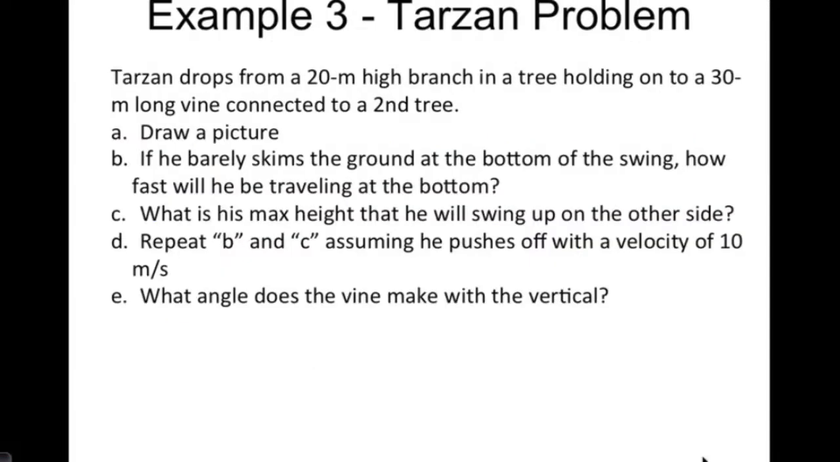Okay, for example 3, we're going to do a problem with Tarzan. So Tarzan drops from a 20-meter high branch in a tree, holding on to a 30-meter long vine, which is connected to a second tree. First thing we want to do is draw a picture, and then we're going to find a series of unknowns. Let's do A first.